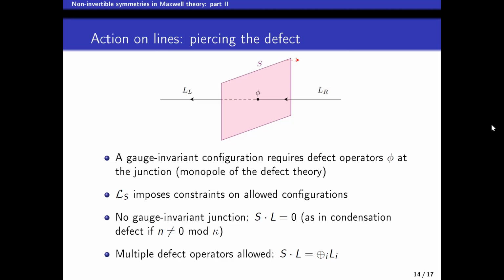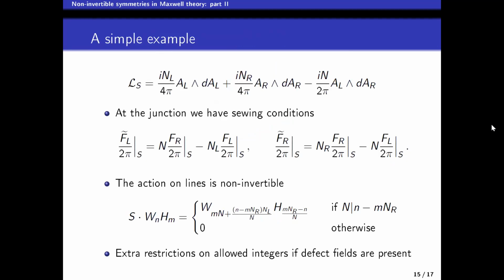Another possibility that might happen, that does not happen in Maxwell theory, but happens in other theories, is that there are multiple defect operators which are allowed. So suppose that you can build this configuration with multiple choices for the monopole operators. Then the action on the line is not a simple action, but it is the sum of all possible outcomes that can come from the allowed junctions. This is the way that we compute the action on lines, and so in the generic case it is a very complicated procedure. So I didn't report the result here, but let me just do a simple example.